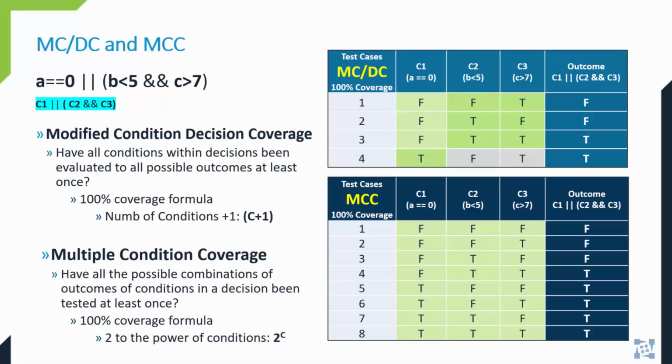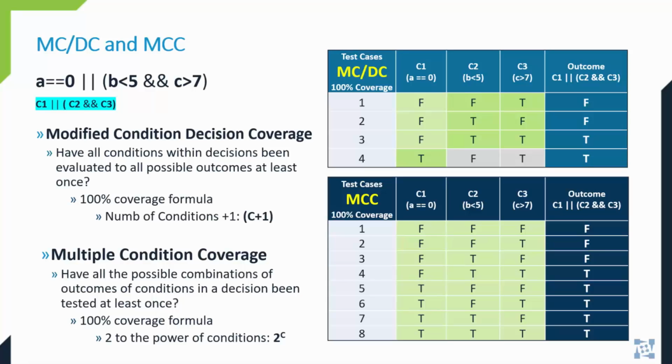If you take the condition decision statement shown at the top, it has three conditions, C1, C2, and C3, and two decisions, an OR and an AND. Based on MCDC requirements, if condition 1 is false, and because the decision is an OR, you need to evaluate conditions 2 and 3 to determine effect on outcome. However, if condition 1 is true, the outcome is automatically true because it's an OR. Therefore, you don't need to evaluate conditions 2 and 3.